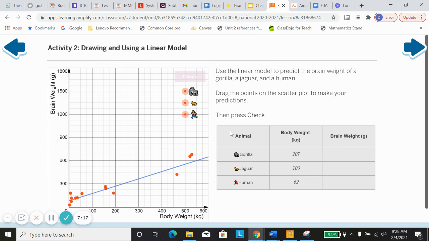And then we have another opportunity. Now we have a line. Now we can actually use the line to predict, okay, the gorilla is 207, so maybe put him there. If he's 207, I'm going to guess he must be near the line, right? Or who's this guy? This is a jaguar. That's kind of cool. He's 100, so he's probably around there. Right? And there's the human. He's 62, so he's probably around there. And you're going to check it and see what you learn from it.